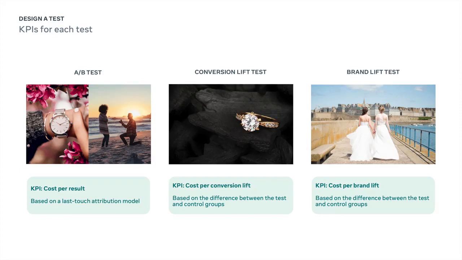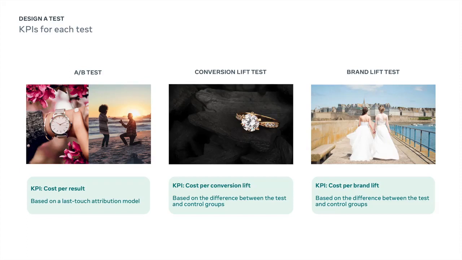When you design a test, it's important to first identify the KPIs and ensure it aligns with your business goal. As mentioned, A/B tests can help you understand which campaign or ad strategies work best. You can use these, for example, to compare the effectiveness of a product image to an image of people as they use that product. The KPI for an A/B test is the cost per result based on the last touch from Ads Manager with a click precedence model.